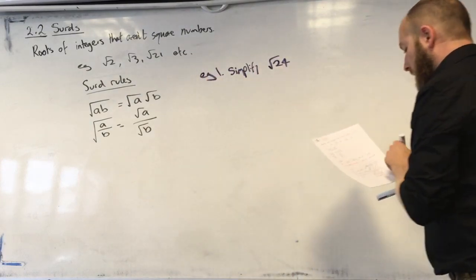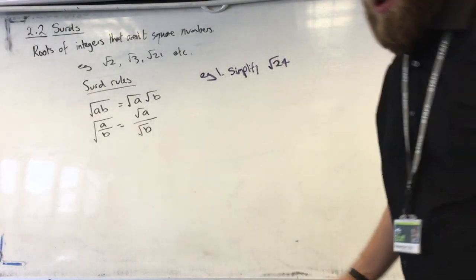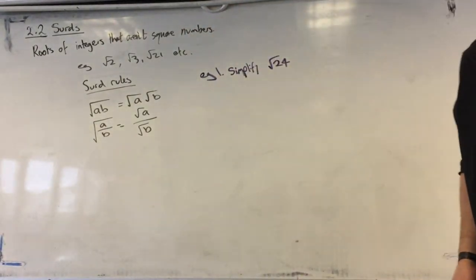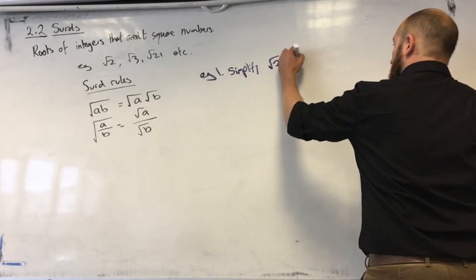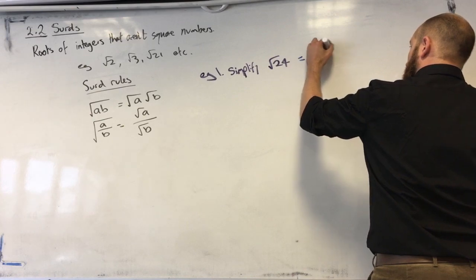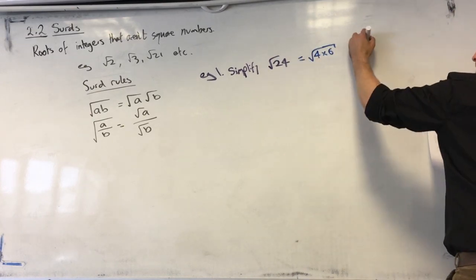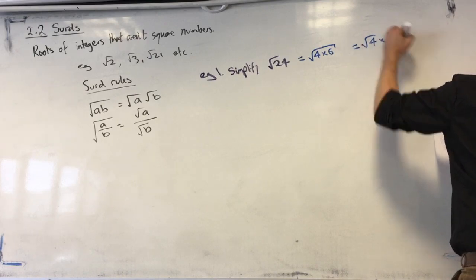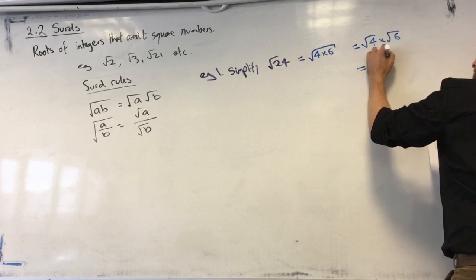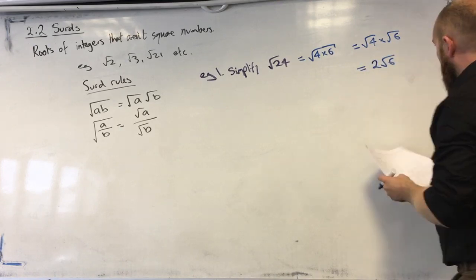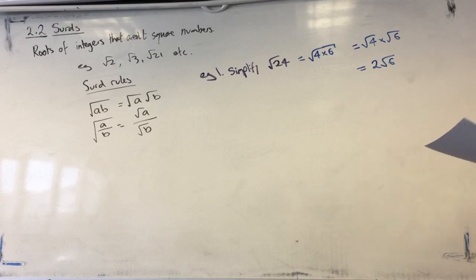So simplify root 24. So we're going to try and split root 24 up into a square number and a prime number, or a non-square even. So root 24 we could say it's root 4 times 6 is 24. And then using the rule we can split that up into root 4 times root 6. We know root 4 is 2, so we can say this is equal to 2 root 6. Because 6 isn't square, we can't actually split that up anymore.